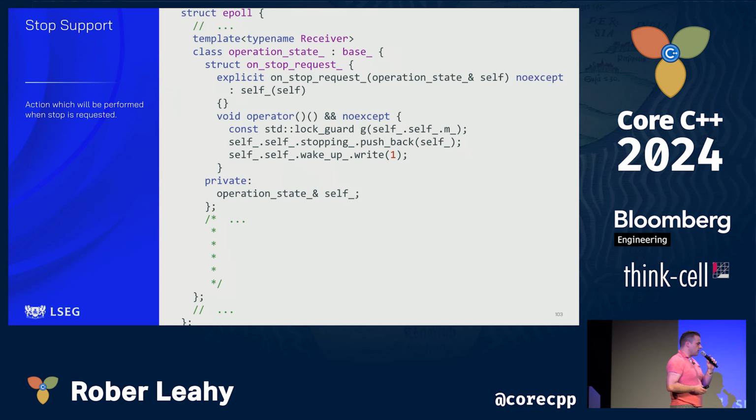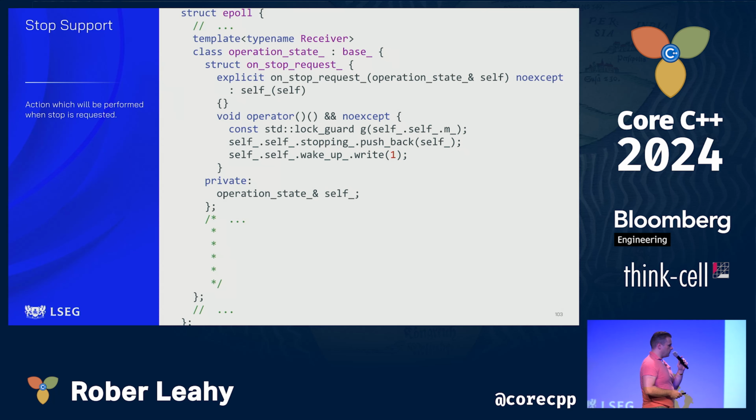Which brings us to modifying the operation state, which actually performs type erasure. The first addition I make thereto is an invocable object which we're going to set up to be invoked when a stop request is transmitted. This embodies the action that is taken when we need to effectuate a stop request.